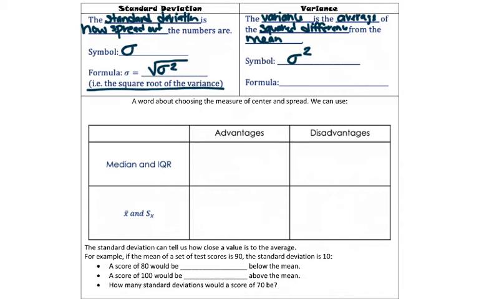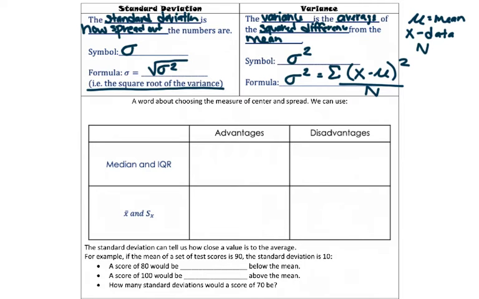Now, the formula is really crazy looking, so I just want you to see what it looks like. Sigma, which means the sum, of x minus mu squared, over n. Mu is the mean, x is the data point, and n is the sample size. What it's really saying is whatever the data is minus the mean, then square it, add them all up, and divide by how many there were. That's how you get variance.